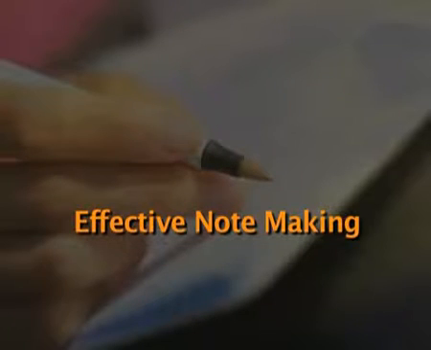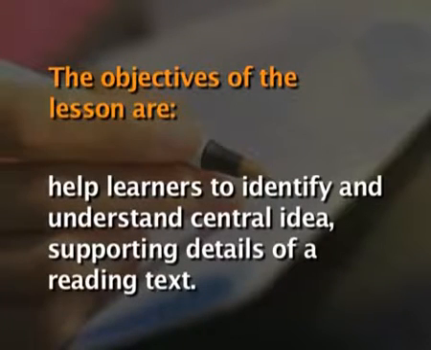Well, effective note making is a key writing skill, and it has a number of practical uses. It can help us record or map what we are reading, and it also helps us to recall and understand the text that we are attempting. However, note making is a very complex activity, as I told you, but we have to keep a watch on this. The objectives of the lesson are to help learners to identify and understand the central idea and supporting details of a reading text.